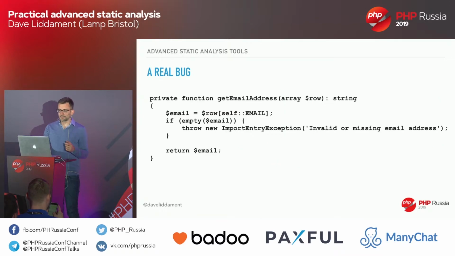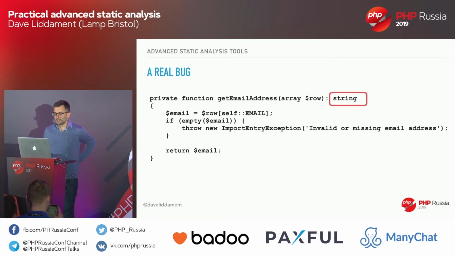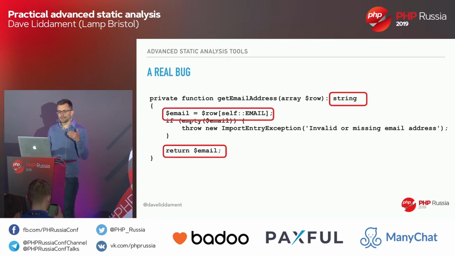So on the code I ran, here was an example of one of the real bugs it found. We can see we've got this method, get email address, which returns something of type string. So working back in the code, we see that we're returning a variable called email. And we're pulling the email out of an array. And this particular array was something we got from an untrusted source.